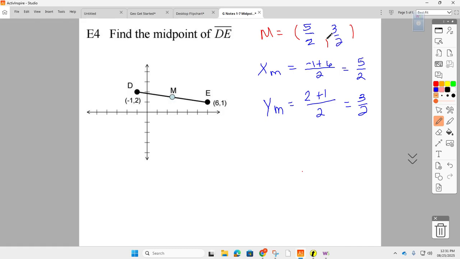So this ordered pair is the midpoint between point B and point E. It's not on any of the little hash marks, so it would be hard to find without this formula. Any questions?